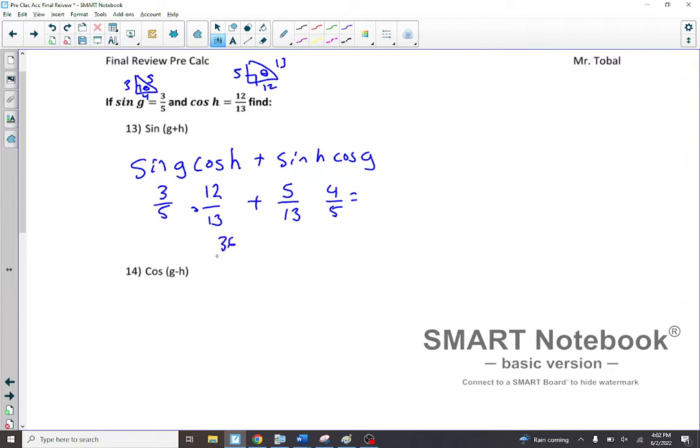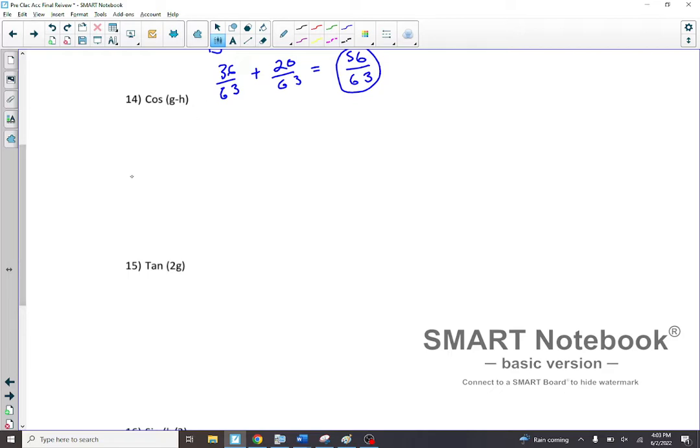So this is 36 over 65 plus 20 over 65. So your final answer here is 56 over 65. How can you check that? You plug it into your calculator and see if that's the same as sine of g plus h the long way. You can plug it in if you want to.